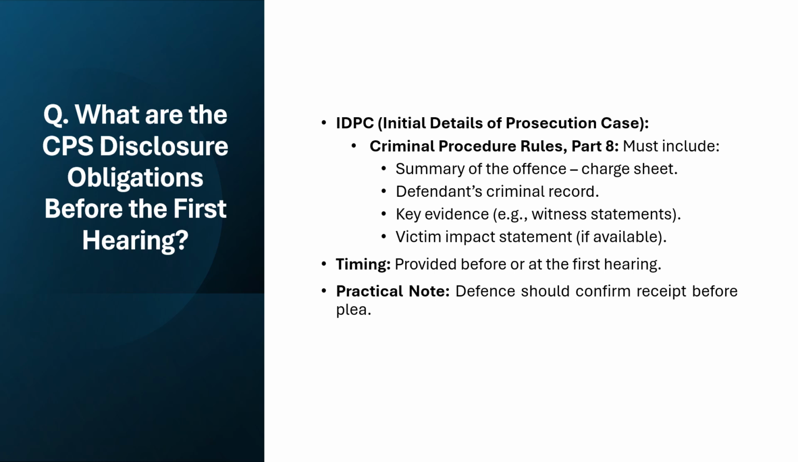Question is, what are the CPS disclosure obligations before the first hearing? Well, the IDPC, the initial details of the prosecution case. This must include a summary of the offence, that's the charge sheet, the defendant's criminal record, key evidence, and the victim's statement if available. Timing: the disclosure should be given prior to the first hearing. That gives a chance for the defence lawyer to go through the papers with the client. On a practical note, defence should confirm receipt before a plea is entered.